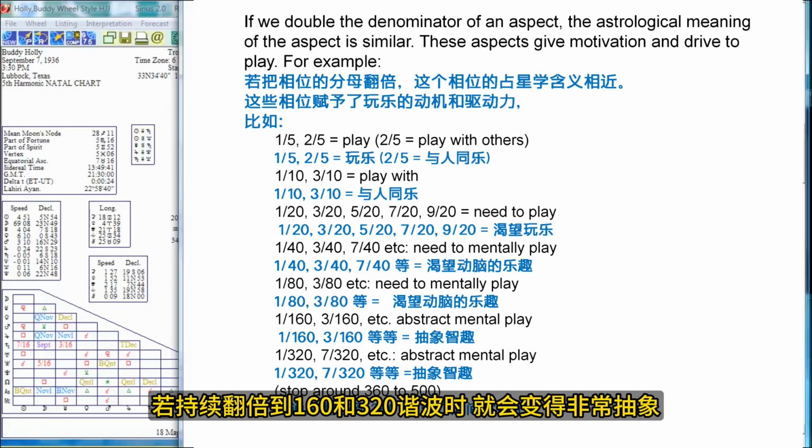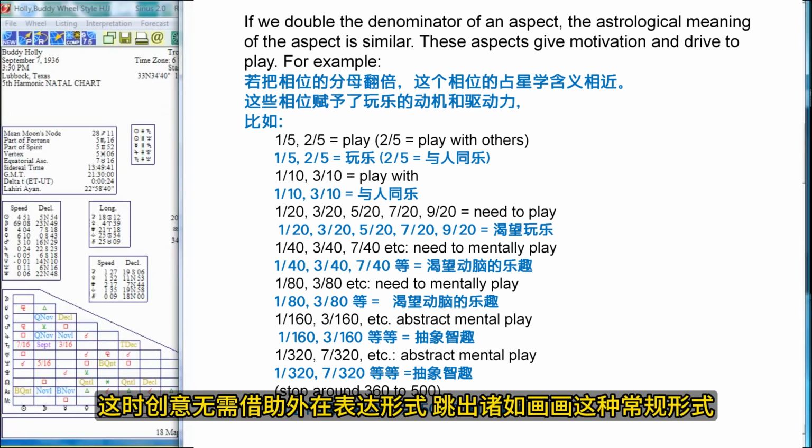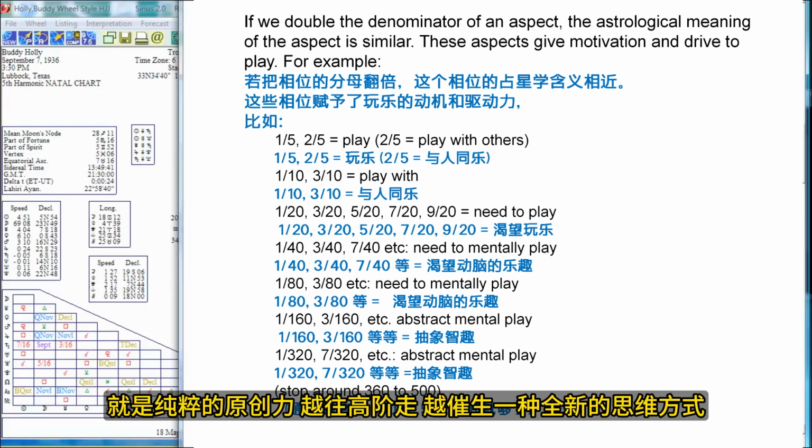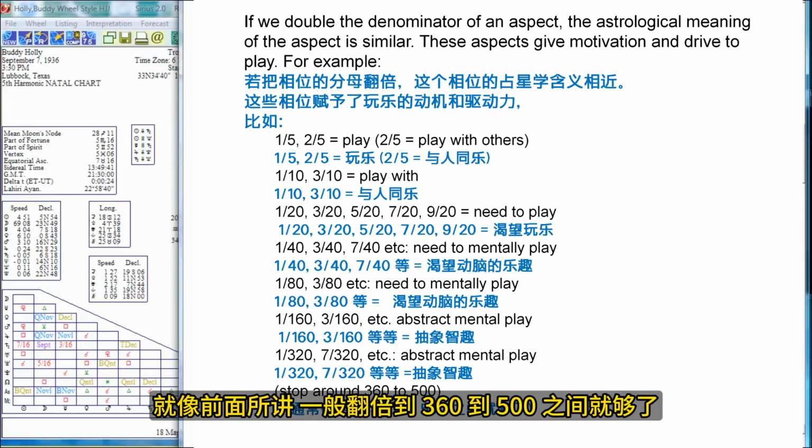And then when you double and you get up to 160 and 320, it becomes very abstract, and the person has creative ideas that you don't even necessarily think of as being expressive, not necessarily that they're painting or expressing in some other way, but they just have an originality. It leads to original thoughts when you get these high harmonics. Okay, and like I said, we stop usually around 360 to 500, so we would stop there.